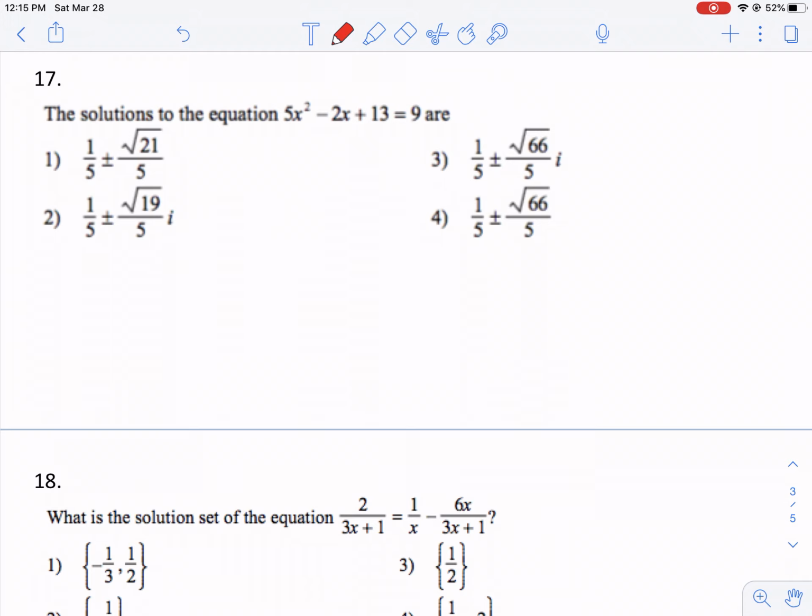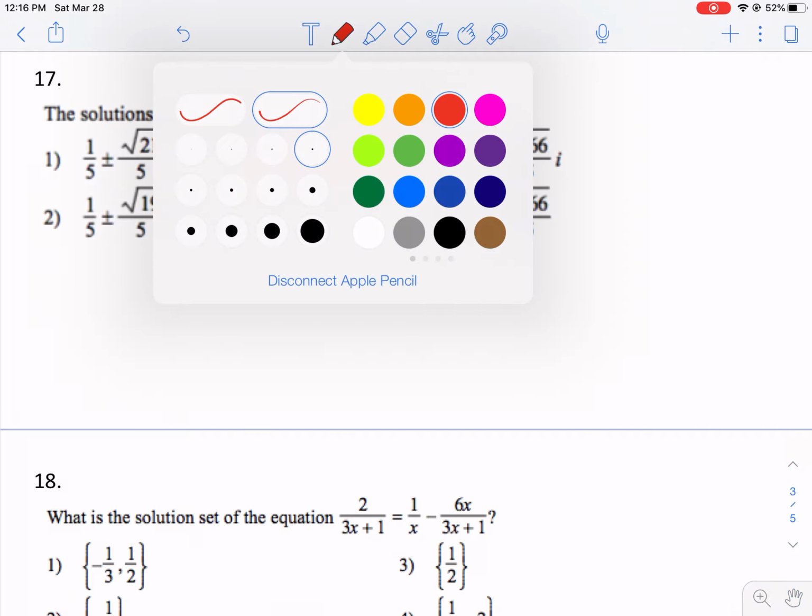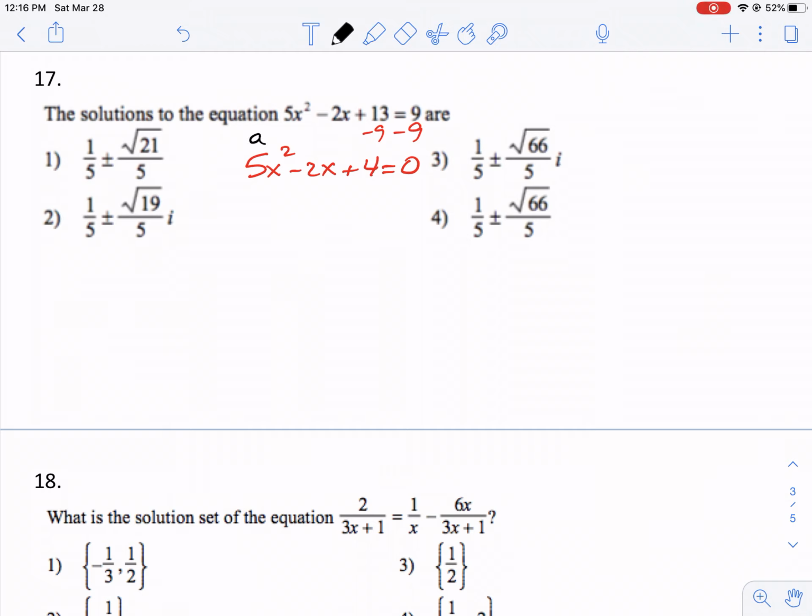All right, 17. Solutions to this quadratic equation. Well, I'm seeing stuff with radicals in there, which makes me think that the quadratic formula might be the easiest way. So I'm going to set it equal to 0: 5x squared minus 2x plus 4 equals 0. And so there's my a, my b, and my c. x equals negative b. Since it's already negative, that's going to be 2, plus or minus the square root of b squared, 4, minus 4 times a times c, all over 2 times a.